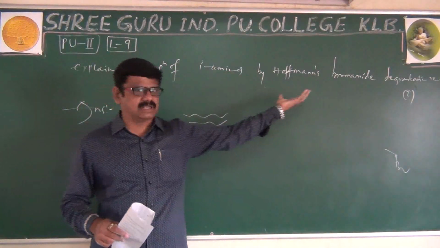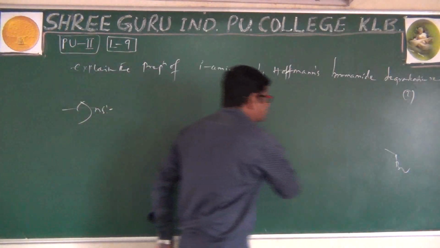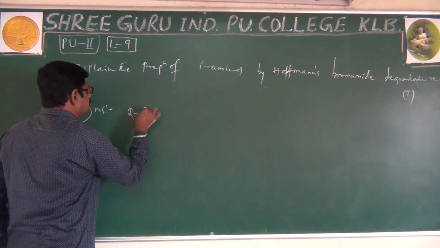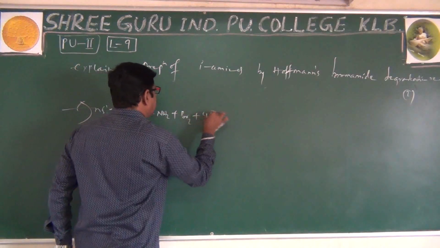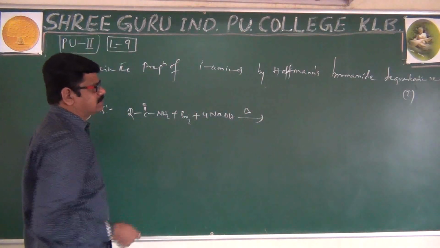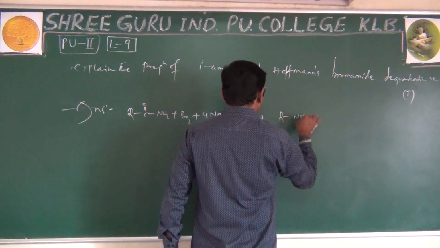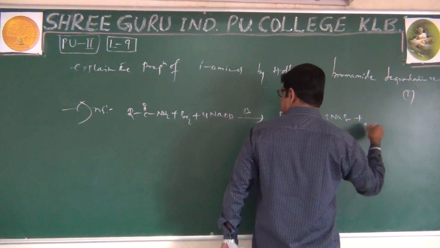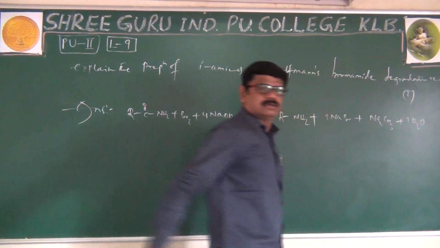He has not mentioned a particular example. You can write any one example. See here, I'll give you first a general reaction. Amide RCONH2 reacting with bromine, alkali 4NaOH, heating, then a degradation. Degradation means carbon is decreasing. You get RNH2 plus NaBr plus Na2CO3 plus H2O. This is the general reaction.